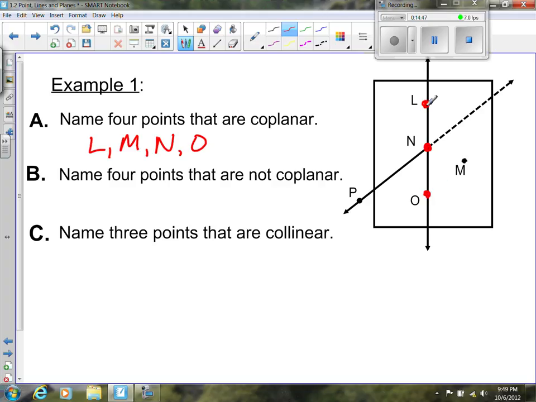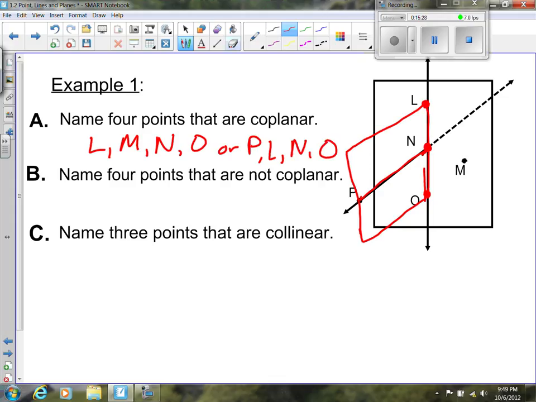Because if you think about it, if these points are all on a line, I could draw a rectangle off the page and have it hit that point P. Imagine a sheet of paper coming off in 3 dimensions, following this line up to point P. So I would not want to pick those 4 points. That would actually be another set of points. It only says name 4 points, so that's an answer. But I could also have picked P, L, N, and O. Those 4 points are also coplanar.